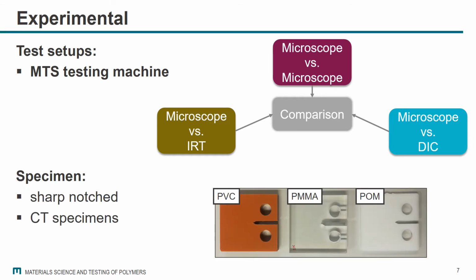The used specimens were sharp-notched CT specimens, and we tested three different kinds of polymers with different mechanical behavior: a PVC, a PMMA, and a POM. Because of lack of time, I only wanted to present the results from POM.